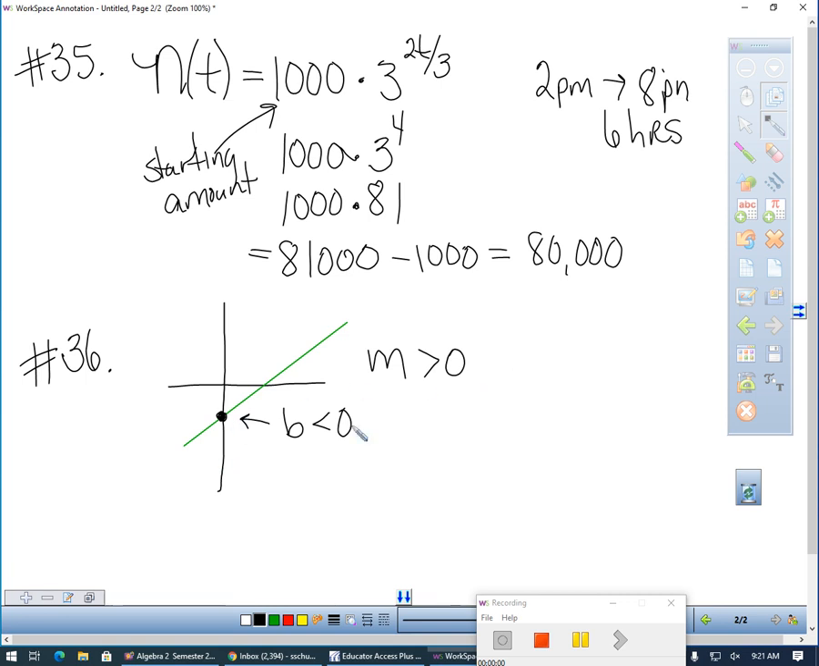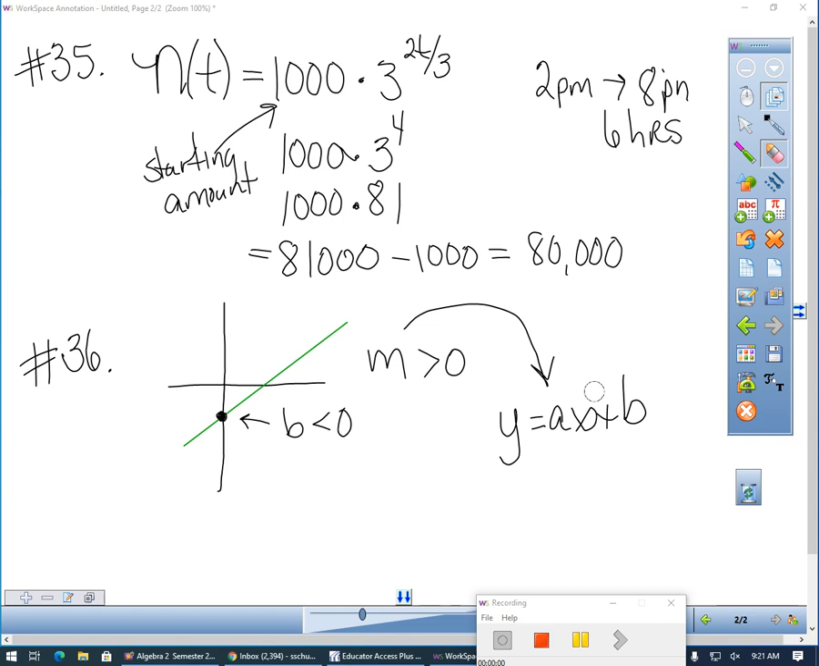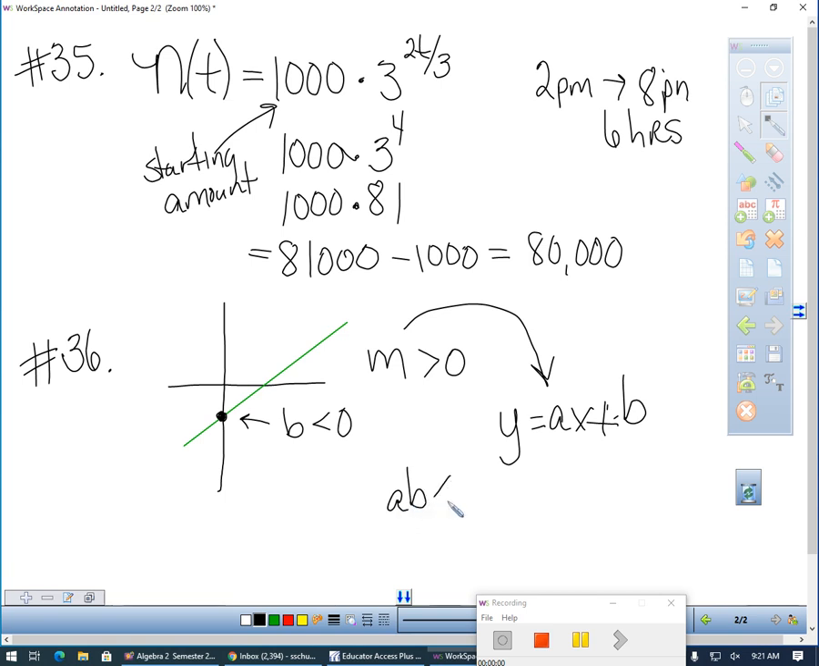All right, and they're asking you to use y equals ax plus b. So really your slope is the a value in this equation. So in this equation it says that b has to be negative and a has to be positive. Therefore, out of your options, if I take a positive times a negative, it's going to be negative. So a times b is obviously going to be less than 0. A positive times a negative is going to be a negative.